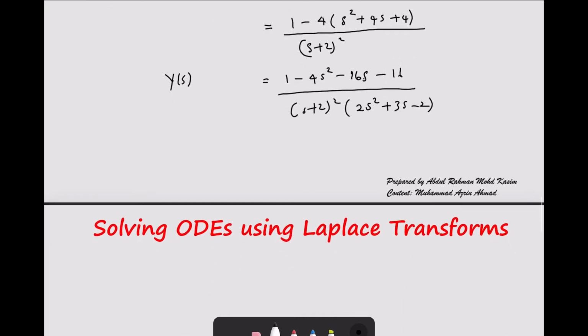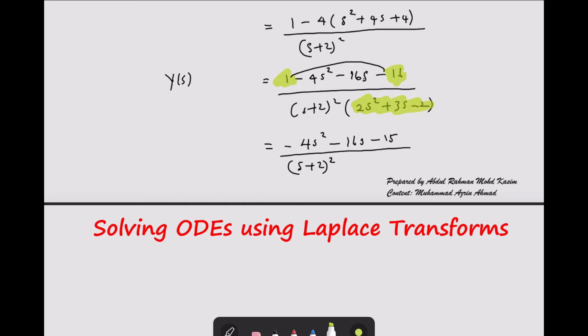Now you may simplify the terms, and you will end up with negative 4s squared minus 16s, and the constant becomes negative 15, and its denominator is (s plus 2) squared. You need to remember this is a quadratic. You may try to factorize to confirm whether it is linear or irreducible. When you factorize it, you will see that it is basically linear.